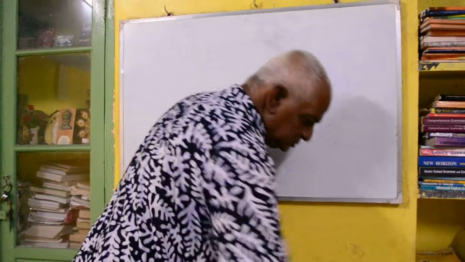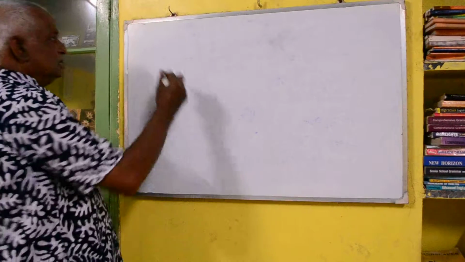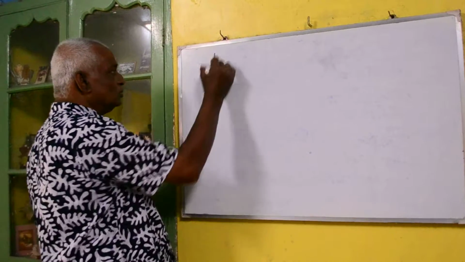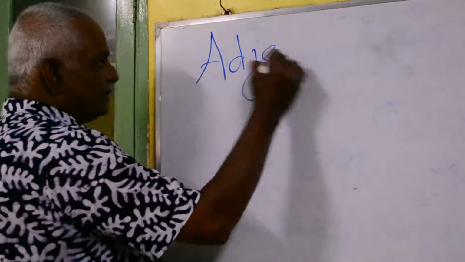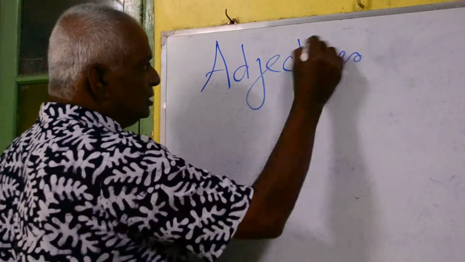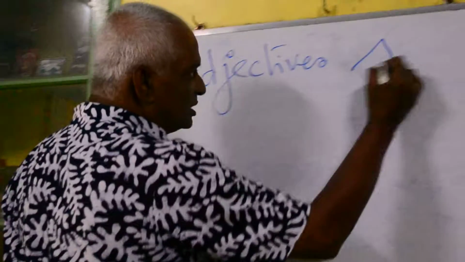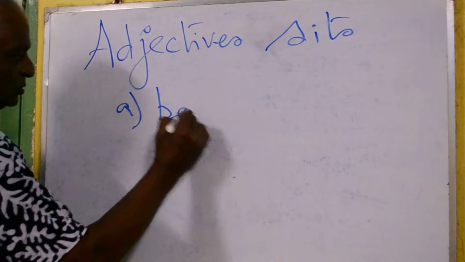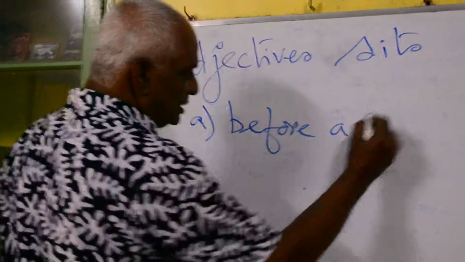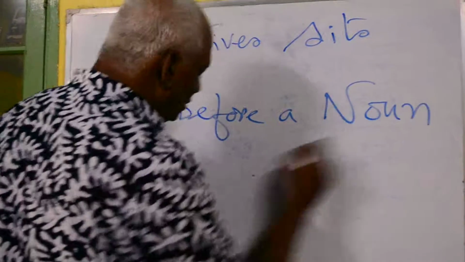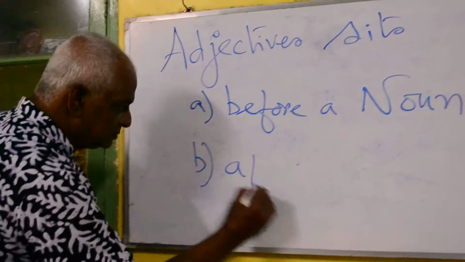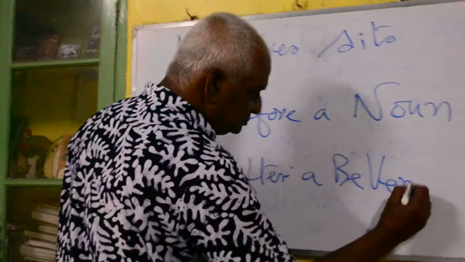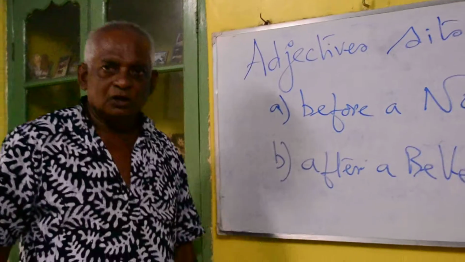A noun or pronoun is attributed some qualities or quantities. Those are known as adjectives. The word adjective, this is its function, where it sits: before a noun or after a be verb. After the be verb.